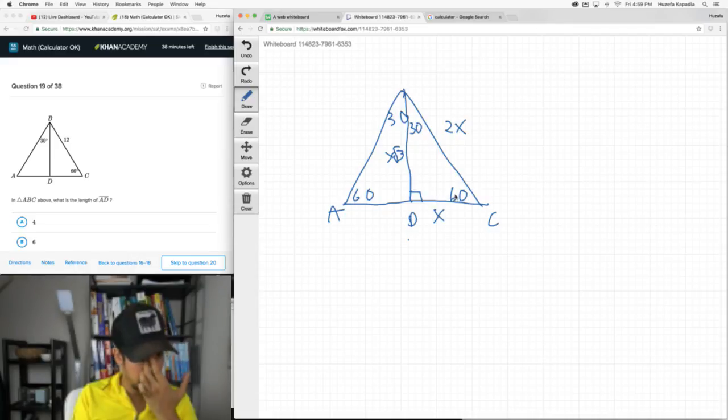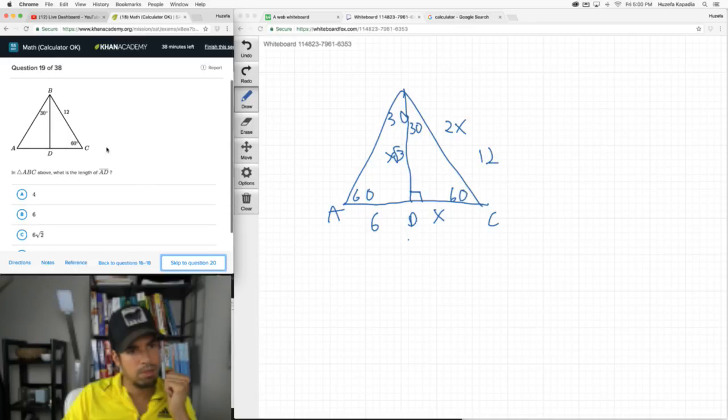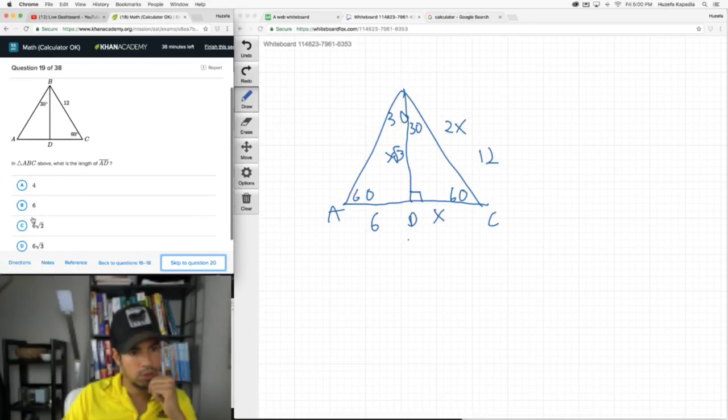So the length of AD has to be half of this length, and this length here is 12. So that means this length here has to be 6. And I feel pretty good about that. This also looks like an equilateral triangle, which is another way to approach this problem. So all these sides must be 12, and this is about half, which is 6.